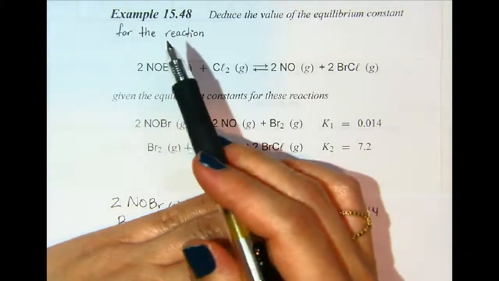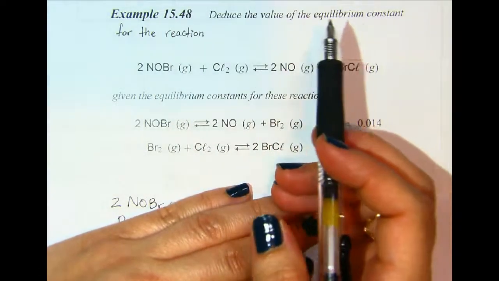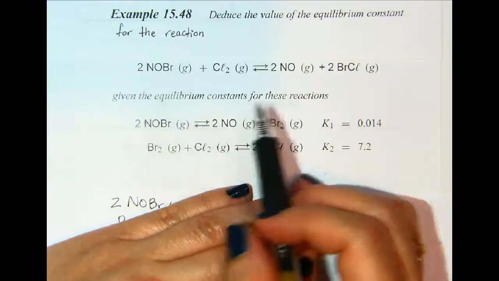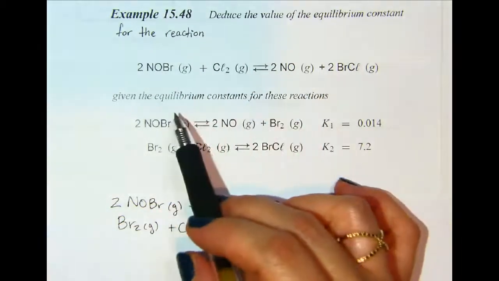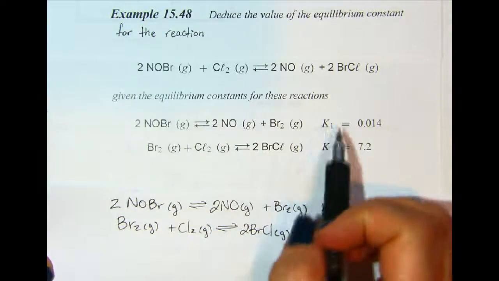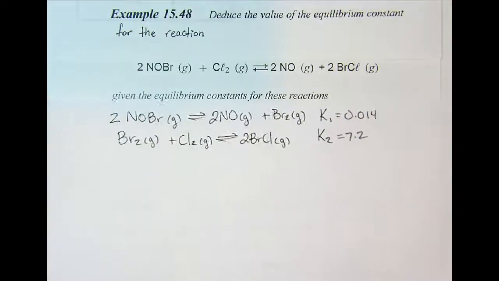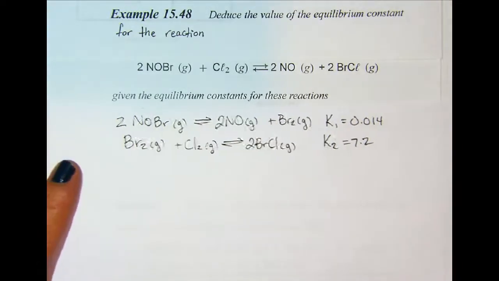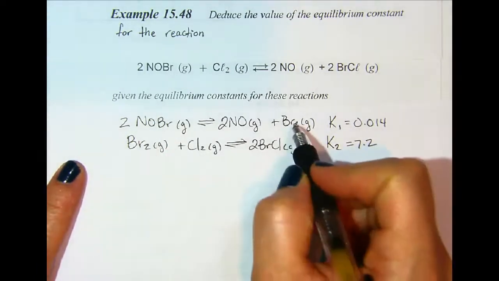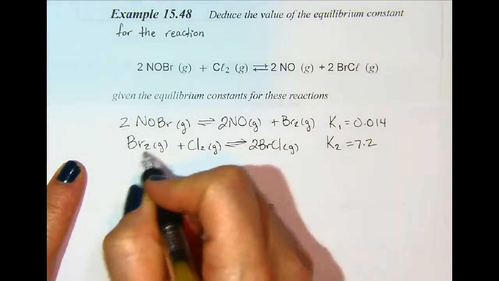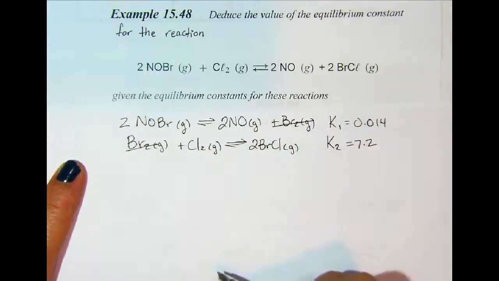Example 15.48, deduce the value of the equilibrium constant for this reaction. And you're given the equilibrium constants for these two reactions. So I rewrote those here. And first of all, notice what cancels. You have a bromine as a product here and a bromine as a reactant here, and so those cancel each other out.